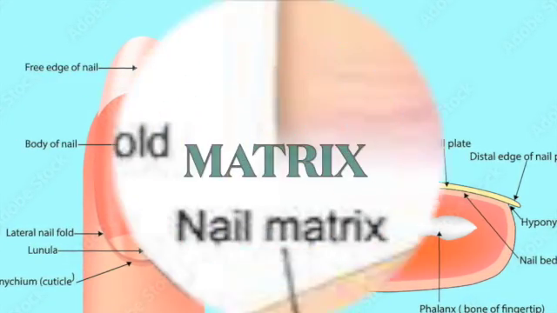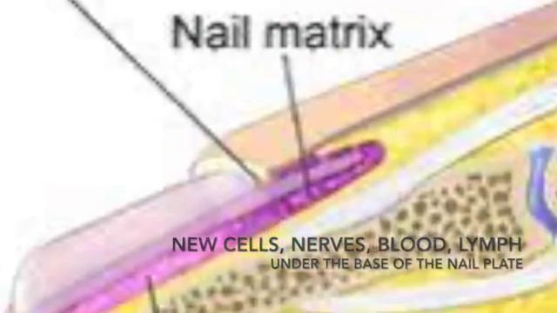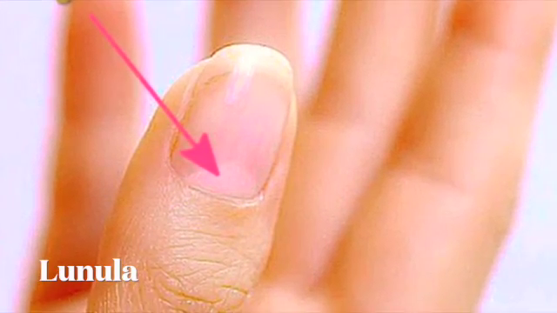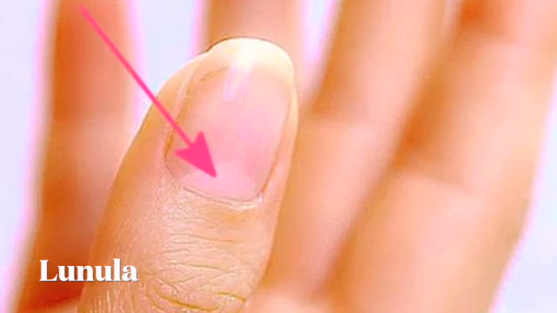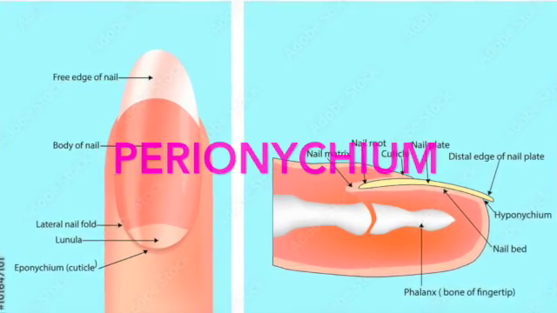Okay guys, the matrix isn't just a movie, it's where all the action happens in the nail. A damaged matrix equals a damaged nail. Those little white half moons that you can sometimes see are actually the visible part of the matrix, and they are called the lunula. The perionychium is the living skin on the sides of the nail.